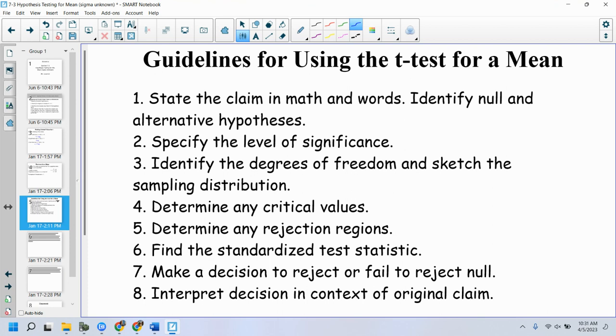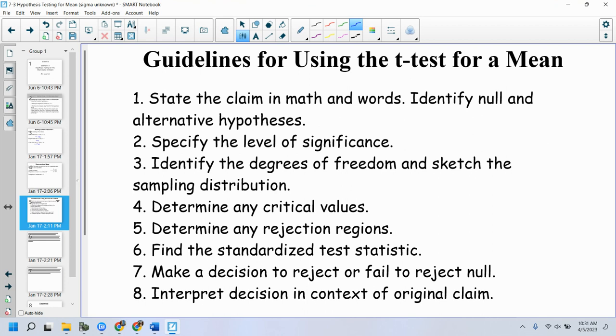Calm down. All right. So guidelines for using the t-test for a mean. This is all exactly the same as the z-test, right? State the claim in math words. Identify null and alternative hypotheses. State the level of significance. Identify degrees of freedom and sketch the sampling. We don't really need to sketch, honestly. Determine any critical values and any rejection regions.